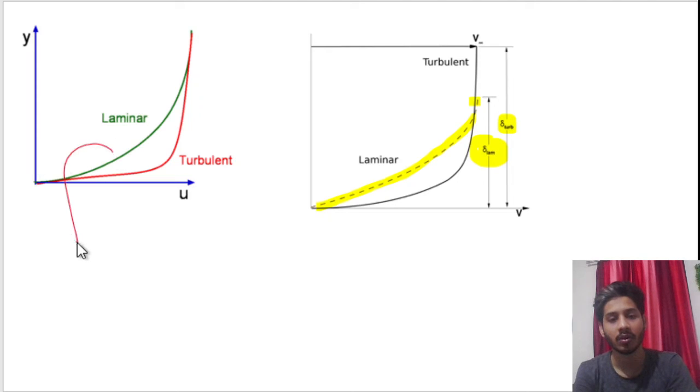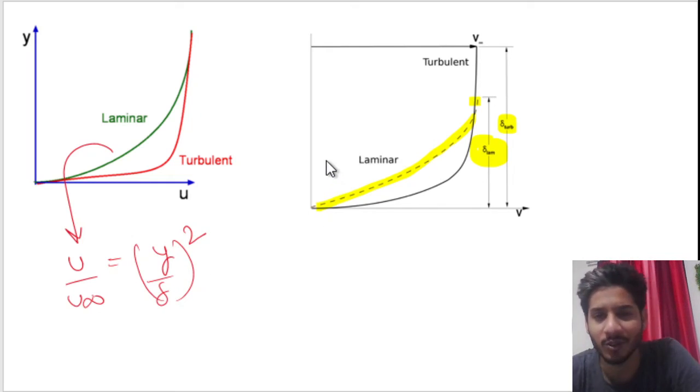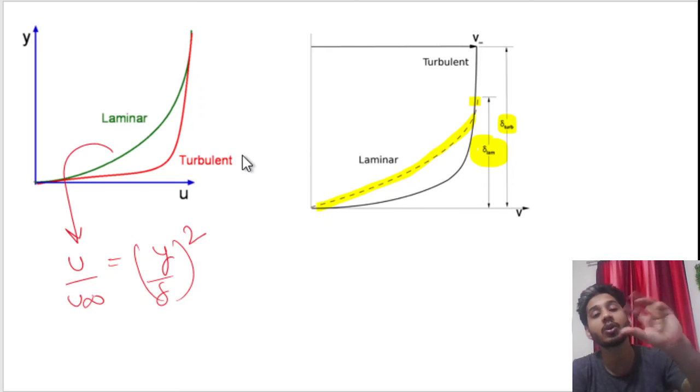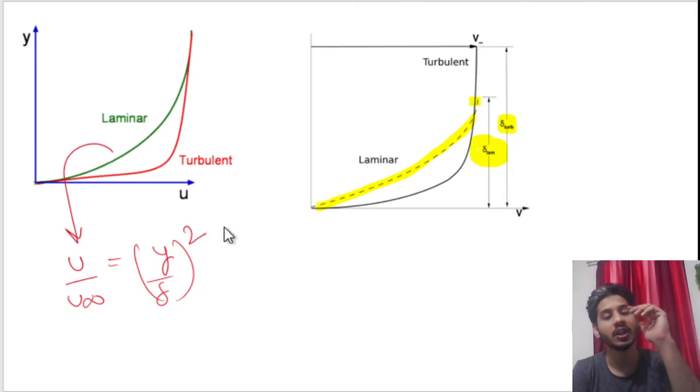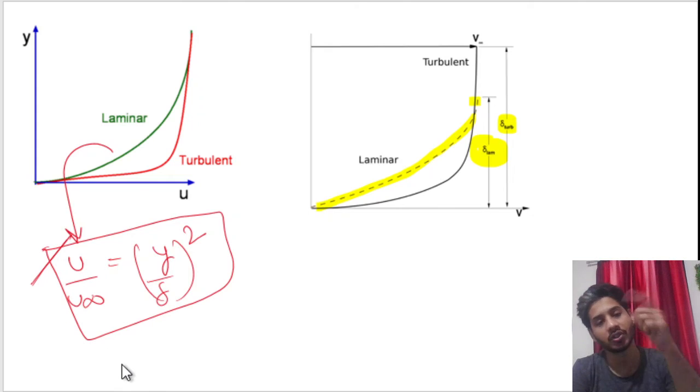For laminar flow, u by u infinity, that is the velocity distribution graph, is basically parabolic in y upon delta. Parabolic, I think you have studied, I don't know whether you have studied or not, y square is equal to 4x. These are the equation of a parabola. This is basically a quadratic equation. You can see this is the square equation. So this is the velocity distribution for the laminar flow. All right, because it is a parabolic equation.